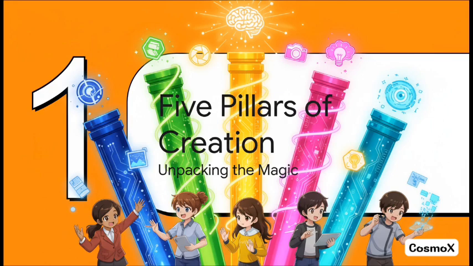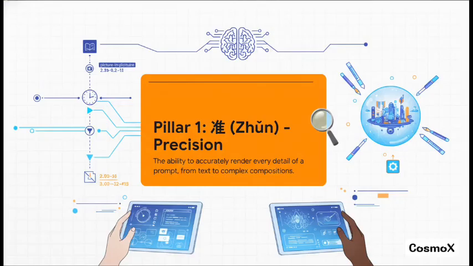Well, the magic behind Qwen Image 2.0 can really be broken down into 5 fundamental pillars. Think of them as 5 core capabilities that all work together to create these just incredible results. So let's unpack them one by one. The very first pillar is precision, or Qwen. This is the model's core superpower, its ability to follow instructions right to the letter.